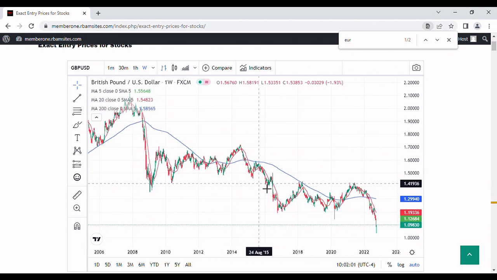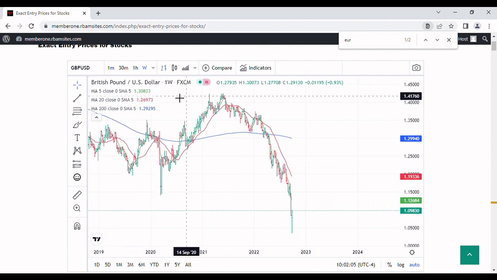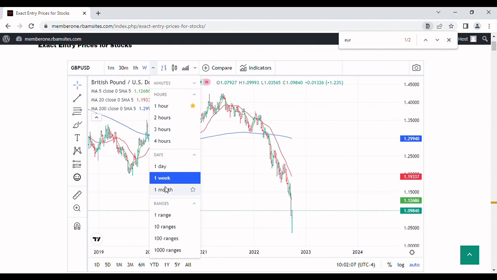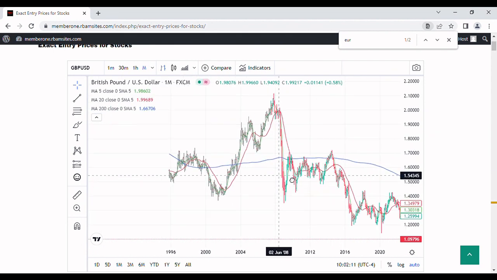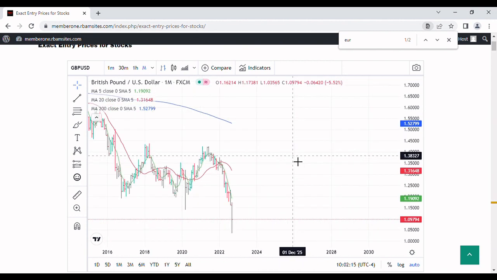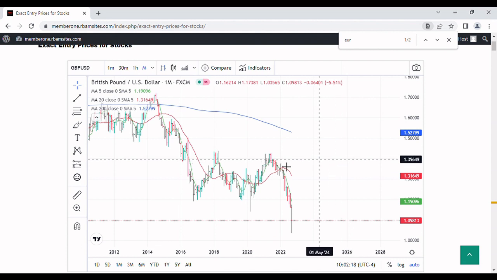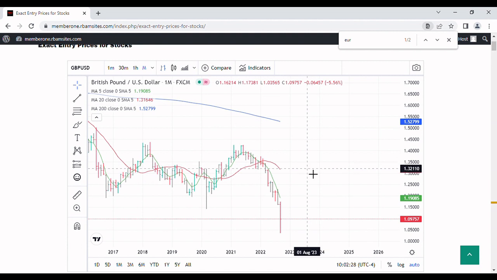I'm trying to go back here. I don't see any short-term support, and this is a weekly, so we're going back years. Let me go to monthly and see if we can find some support in this currency. And this is going back more than 20 years now, and there's no support visible. So we're in not brand new territory, but we're in 25-year-old territory down here with this number, 1.035. Not a great thing for technical analysts to try to figure out once you have no support.